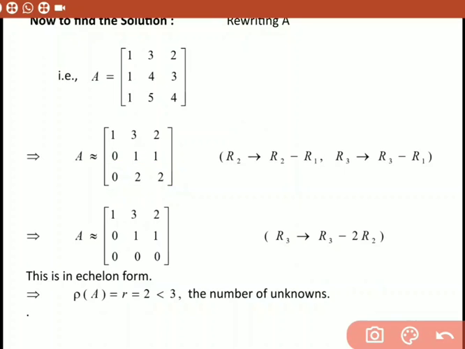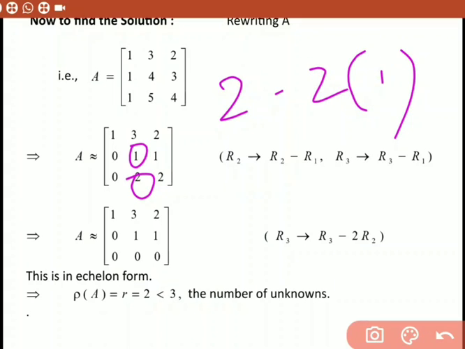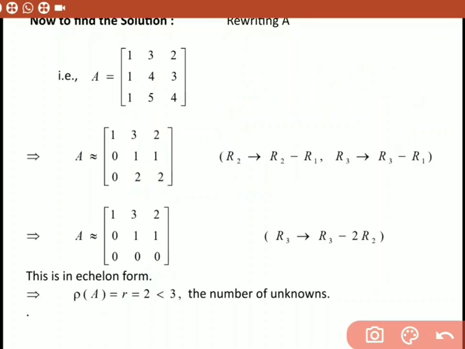So you will get 0 minus 0 is 0. Then this is 2 minus 2 times 1, so 2 minus 2 is equal to 0. You will get this element. Similarly, for this also, 2 minus 2 times 1, again 2 minus 2 is equal to 0. Like this, the third row is equal to 0.